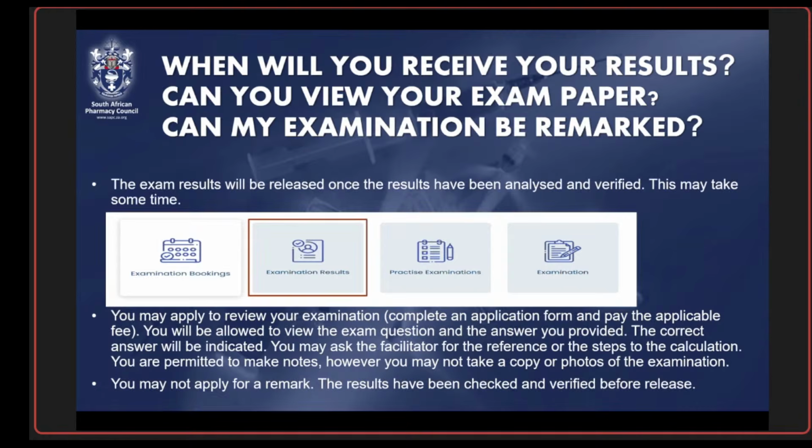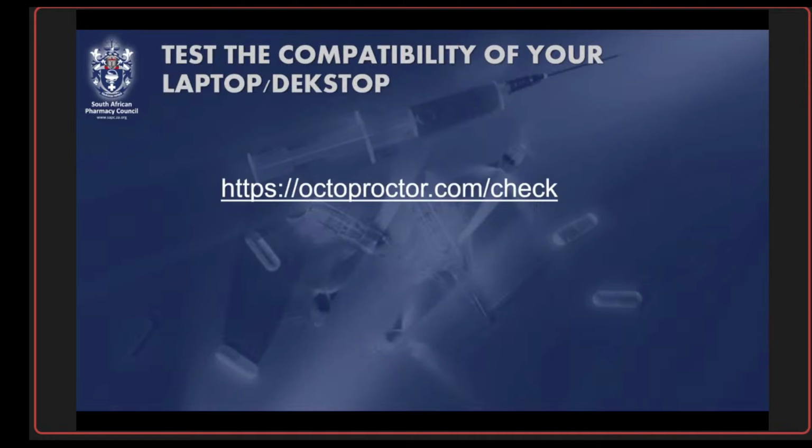You can apply to review your examination, but there is a fee applicable. You'll be allowed to view the exam questions against the answers you have provided, and the correct answer will also be indicated. You may ask the facilitator for the reference or the steps that were used if it's a calculation, and you are permitted to make notes. However, you may not take any photos or make copies of the actual examination. You may not apply for a remark because, as I said, it takes about 8 weeks for the analysis and verification. So by the time the results are published, we know that they are correct and have been verified.